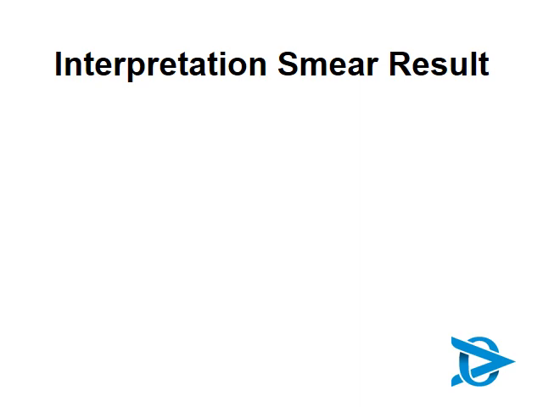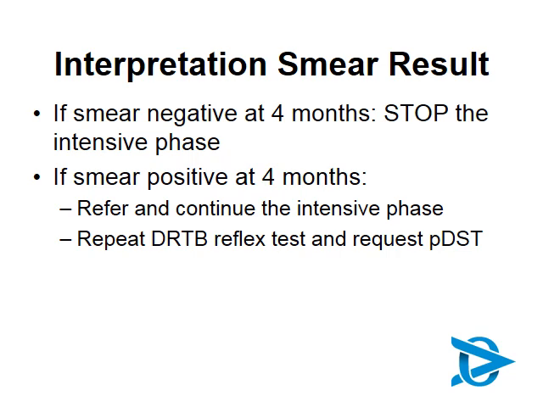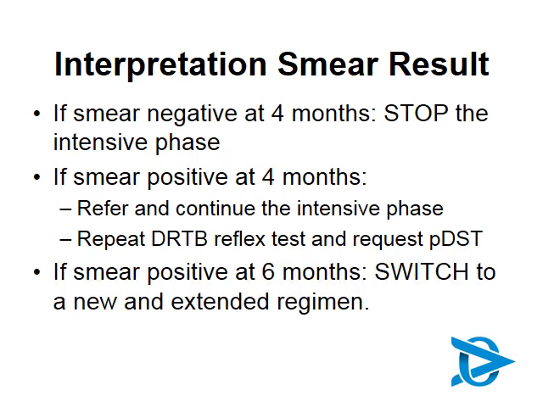So what does that mean? It means that we're doing smears every month, and the smear is going to tell you whether you can change to continuation phase or not. If your smear is negative at 4 months, you can stop intensive phase and move on to continuation. If the smear is positive at 4 months, then you're going to have to refer and continue the intensive phase for another month. And at this point, you're going to repeat your DRTB reflex test and request a DST to specifically look at all those second-line drugs.